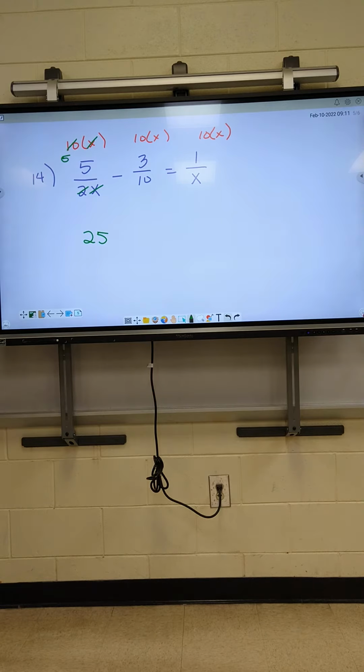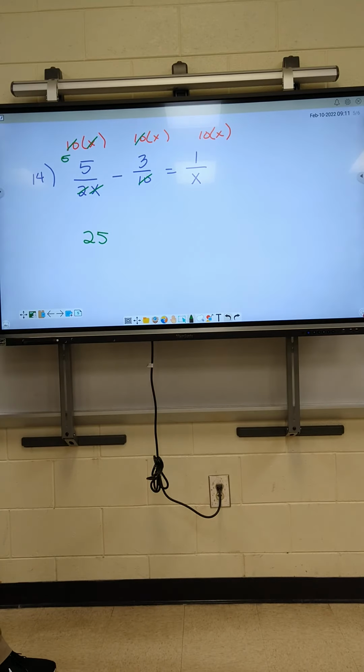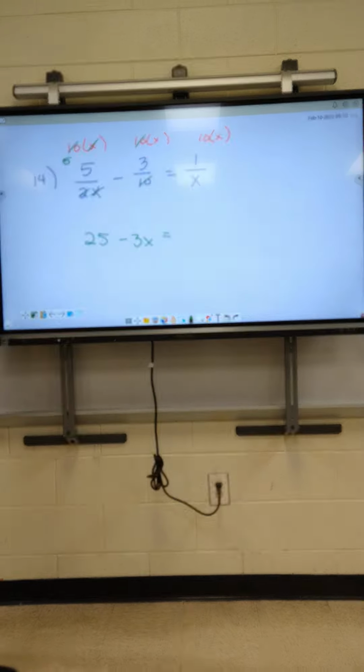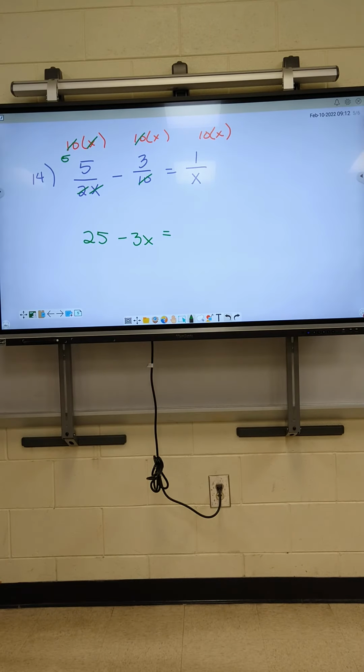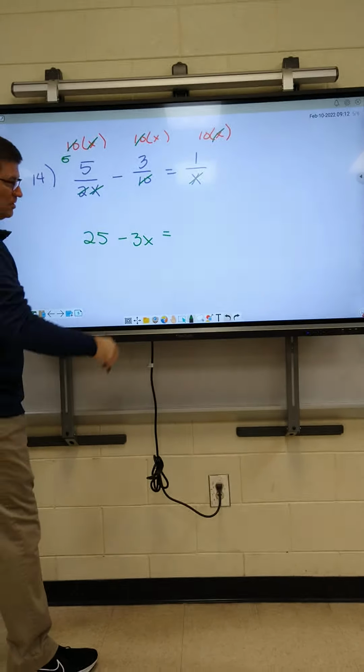All right, let's do the second fraction. 10's cancel out. What do I bring down? Minus 3x. Very good. All right, last fraction. What cancels? What do I bring down? Good. All right, we're getting better.